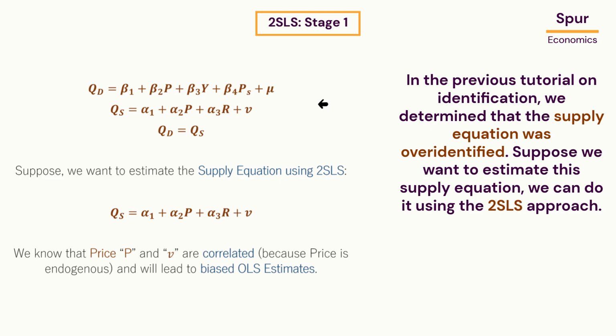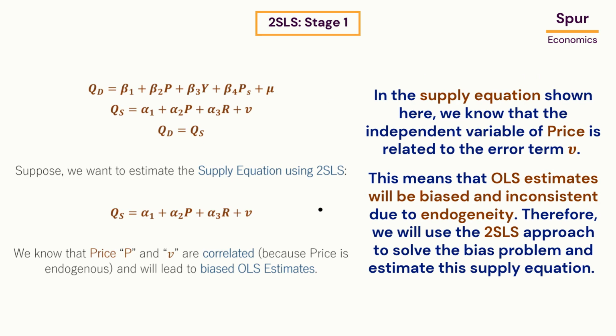In the previous tutorial on identification, we determined that the supply equation was over-identified. Suppose we want to estimate this supply equation, we can do it using the 2SLS approach. In the supply equation shown here, we know that the independent variable of price is related to the error term upsilon. This means that OLS estimates will be biased and inconsistent due to endogeneity. Therefore, we will use the 2SLS approach to solve the bias problem and estimate this supply equation.